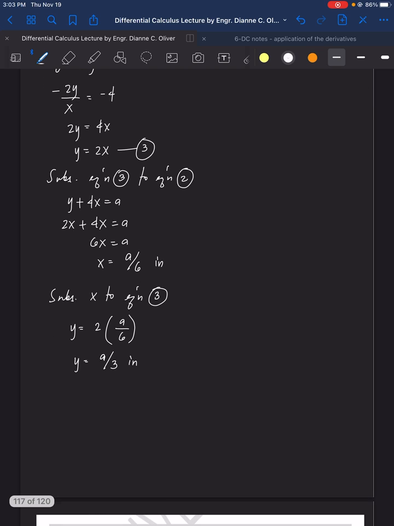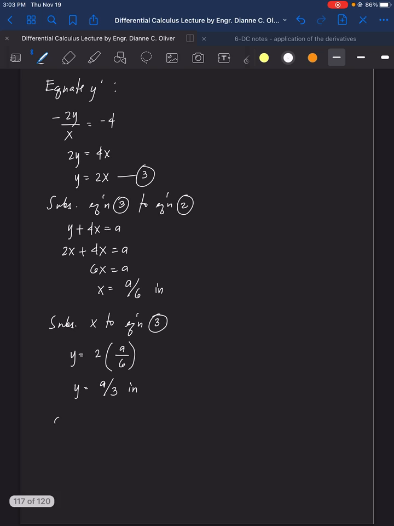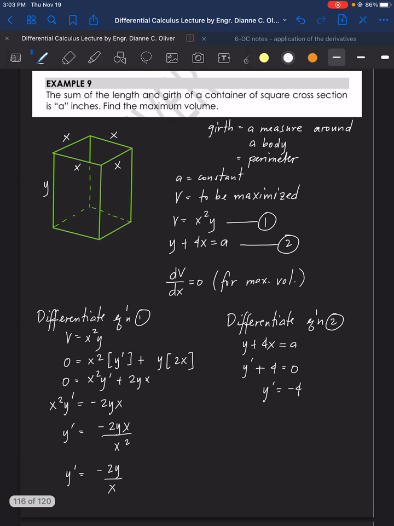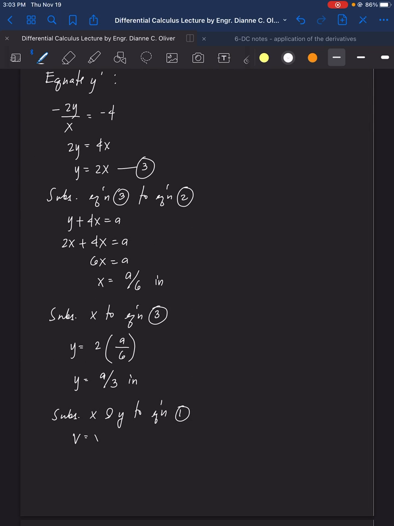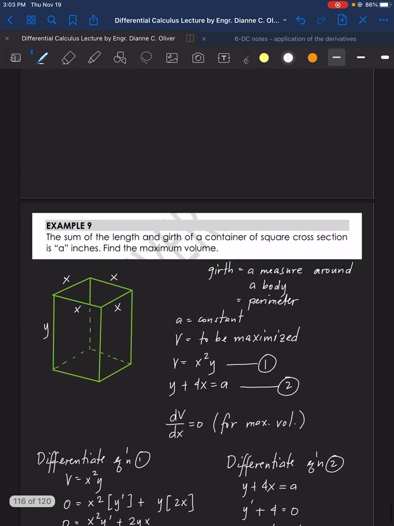Then for us to have now the value for volume, substitute x and y to equation 1, which is v is equal to x squared y. So x squared is a over 6, y is a over 3. So volume now is equal to a cubed over 108 cubic inches. So that is for example number 9.